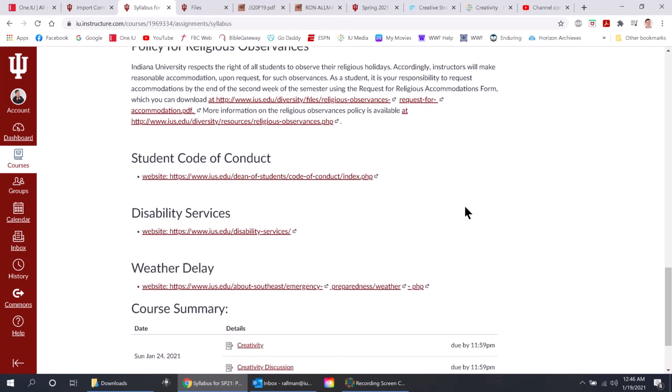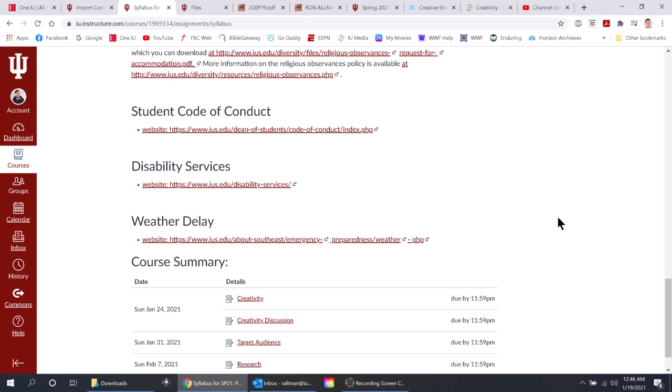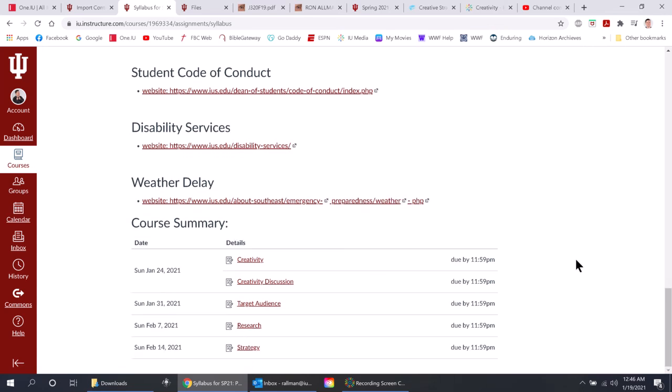Religious observances, read that. Student code of conduct, please don't violate that. Disability services, there's a link there. Weather delay, since this is an online course, there will not be any weather delays.